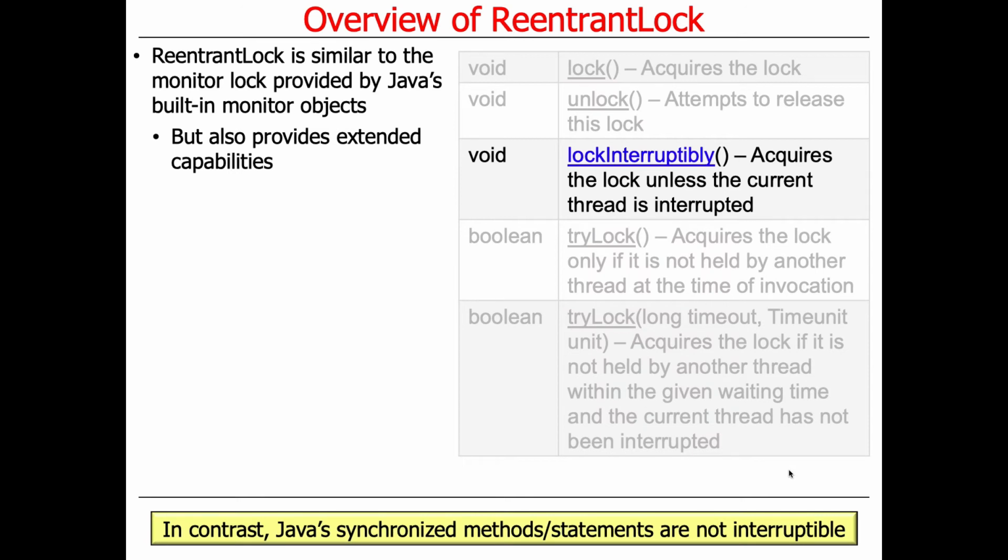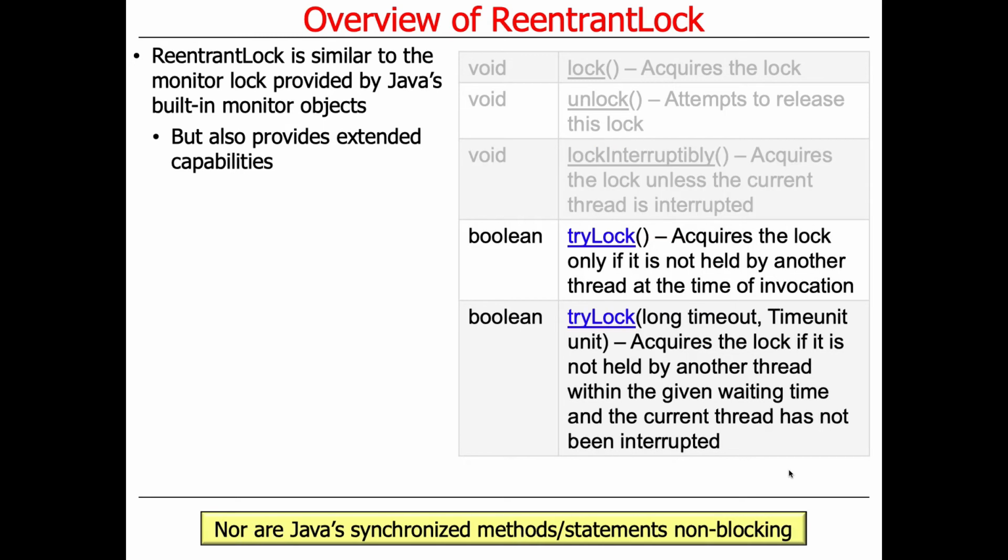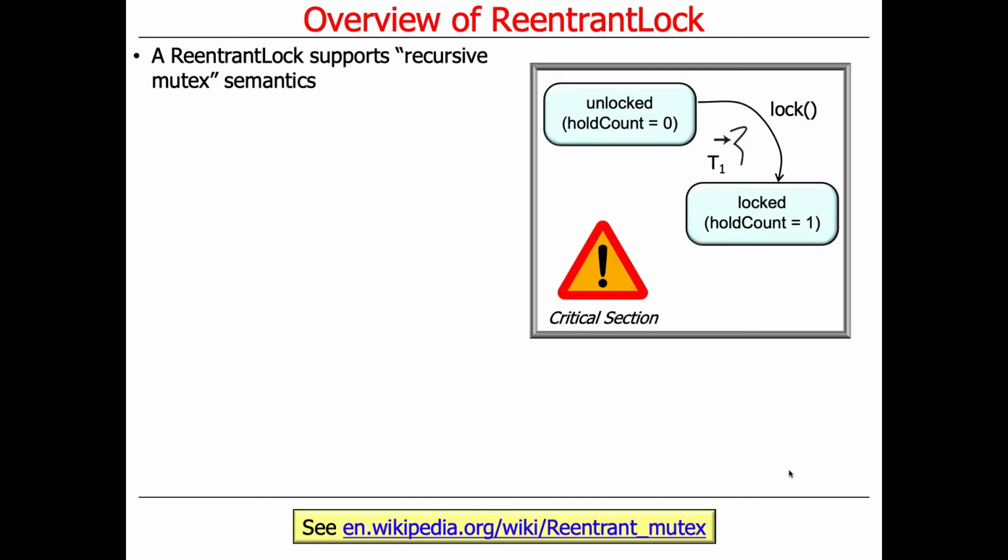So you can't interrupt Java's synchronized methods and statements. So these are more flexible. And likewise, you can't do non-blocking operations on Java's synchronized methods and statements. Another thing that is interesting about ReentrantLock is it supports so-called recursive mutex semantics, or reentrant mutex semantics.